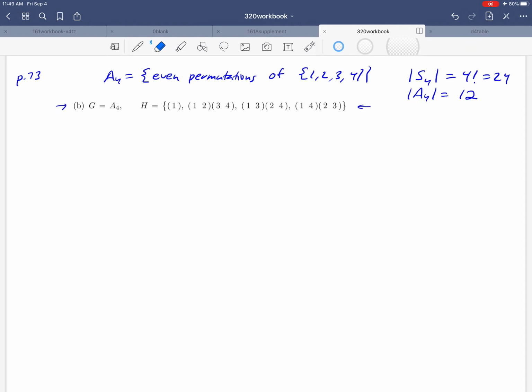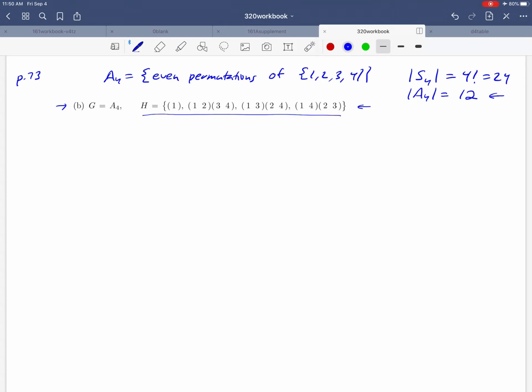We know that A4 has 12 elements in it, and our subgroup has 4 elements in it. So how many different cosets should we have of H in G? There are 12 elements in our group and 4 in our subgroup, so 12 divided by 4 equals 3 cosets. The fact that the number of cosets is relatively small is going to allow us to get through this problem without having to be aware of everything that's in A4. So with all of that in mind, let's get started.